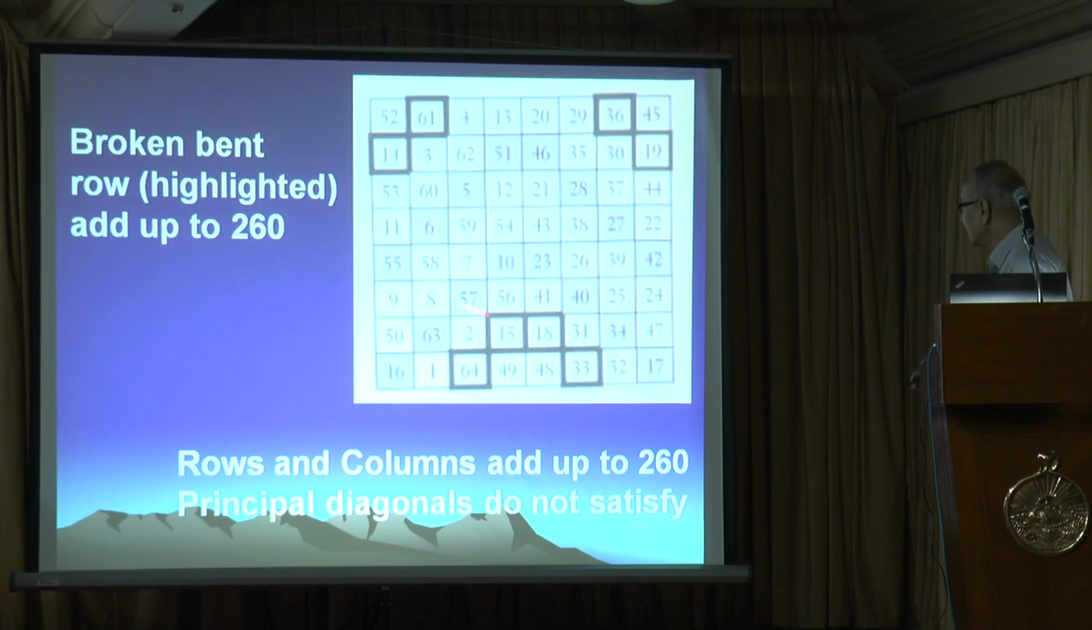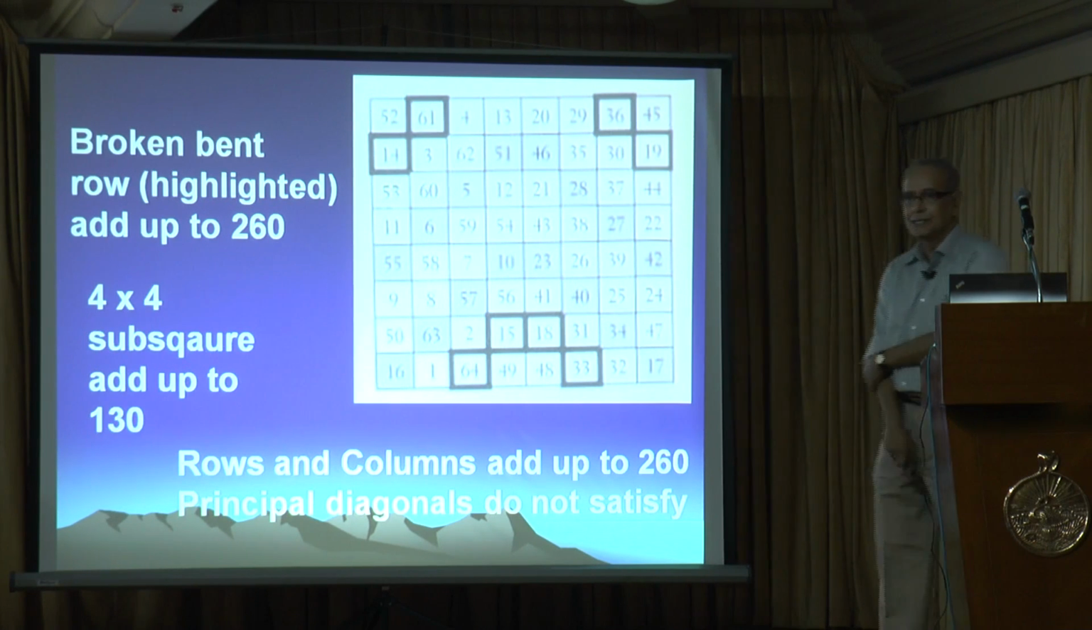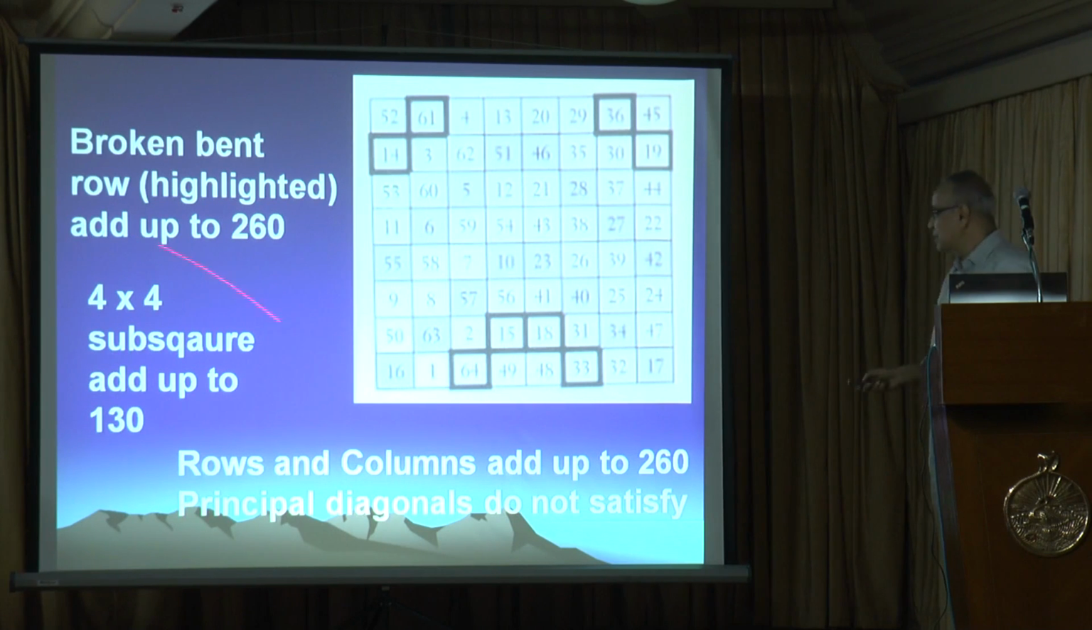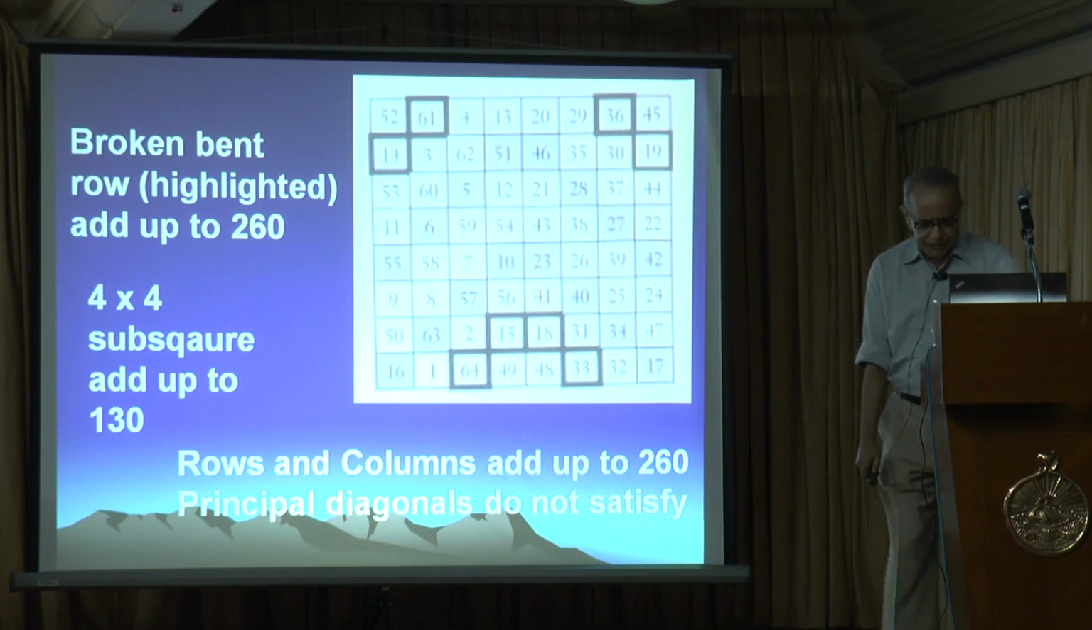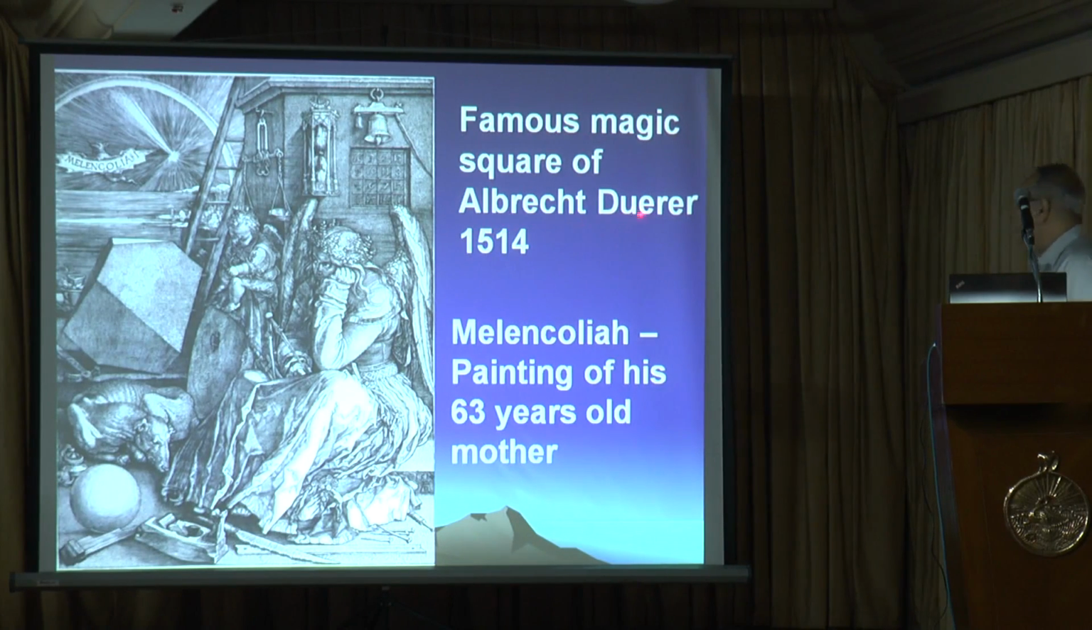One here, one there, one there, one there. There also, the rows and columns will add up to just half of 260, that is 130. So it is a very special 8 by 8 magic square, but it fails the principal diagonal condition. But the most famous magic square of even order belongs to a famous German painter, Albrecht Durer.